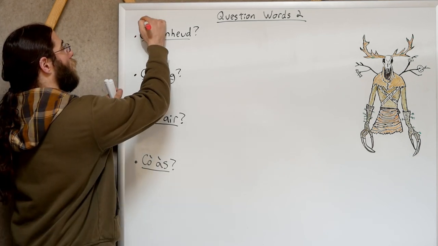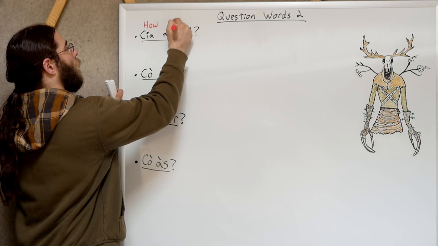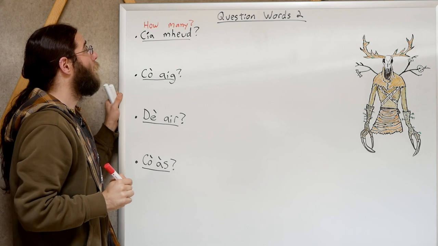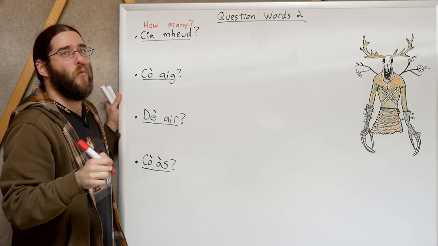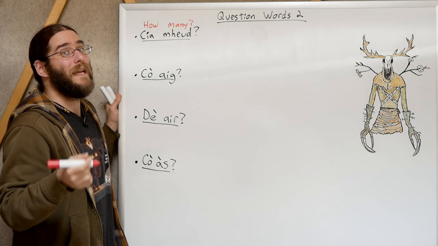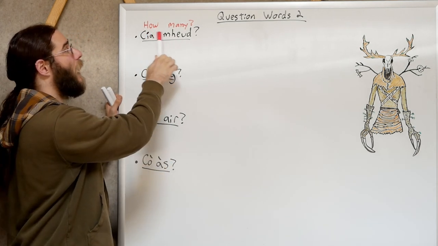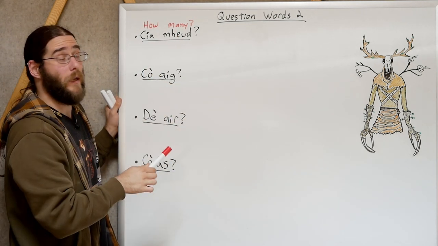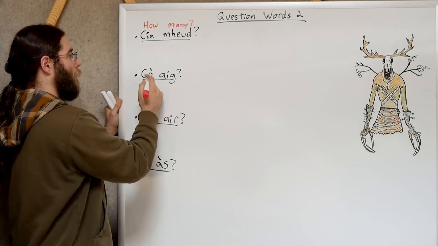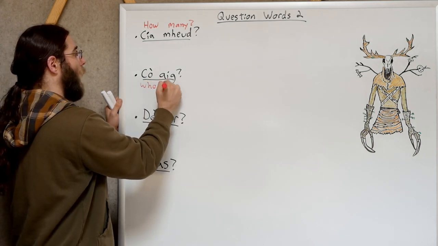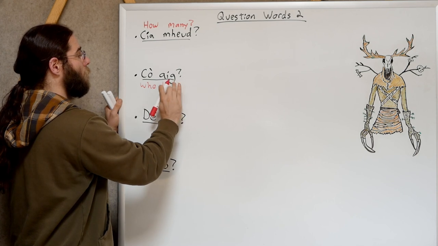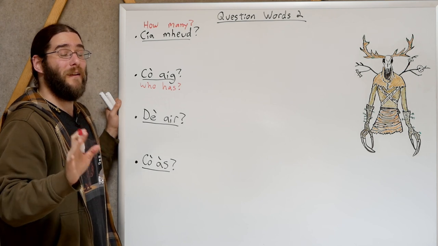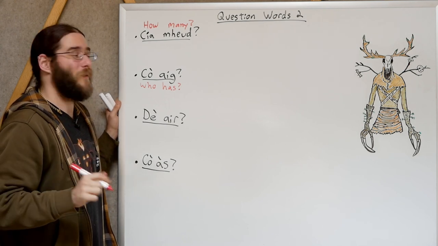Caveat means how many? Technically, it's asking what amount? However, it's used just like how many is in English. So caveat means how many. Cuaig means who has. If this is a bit surprising or a bit confusing already, don't worry. We're going to look into it when we come to it.